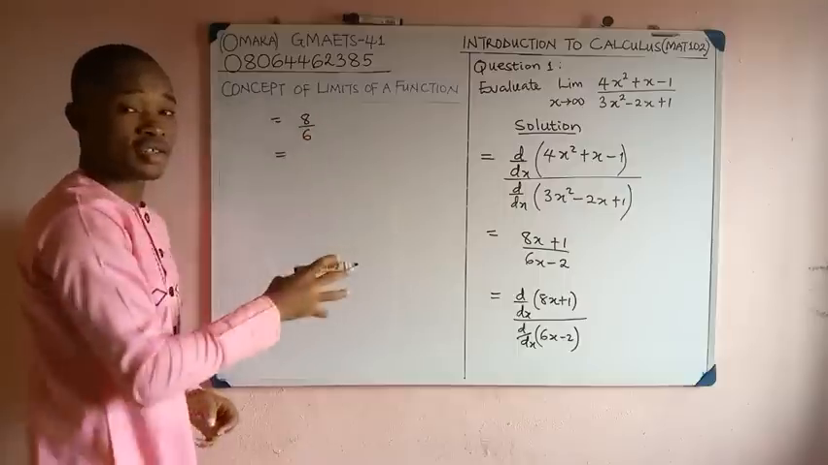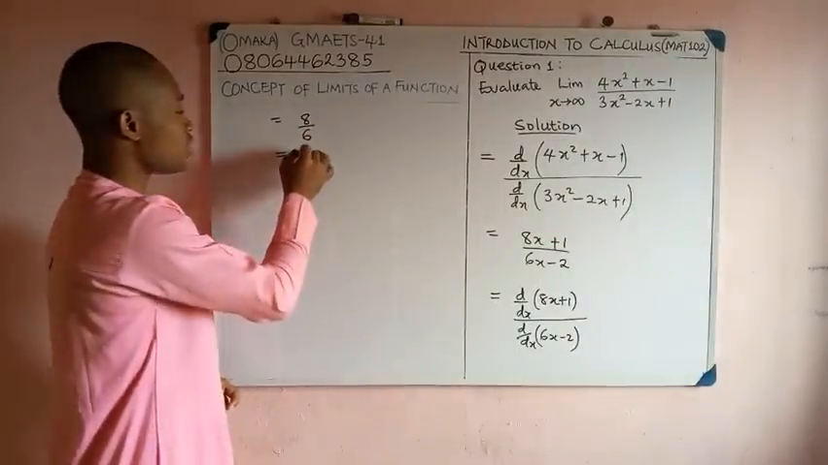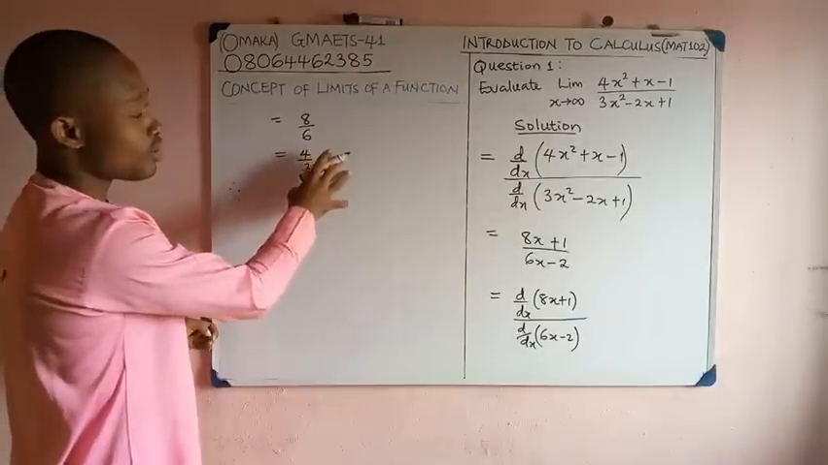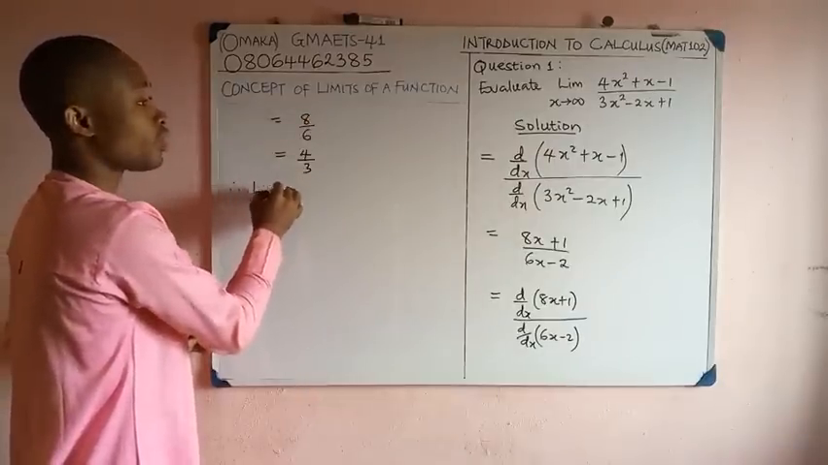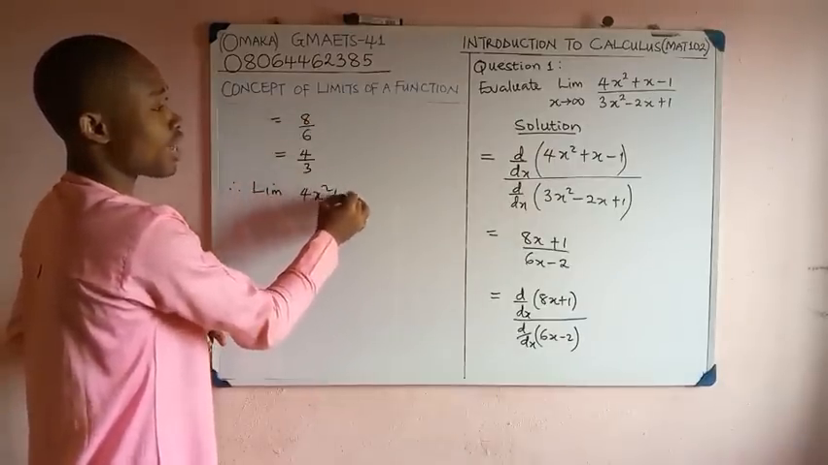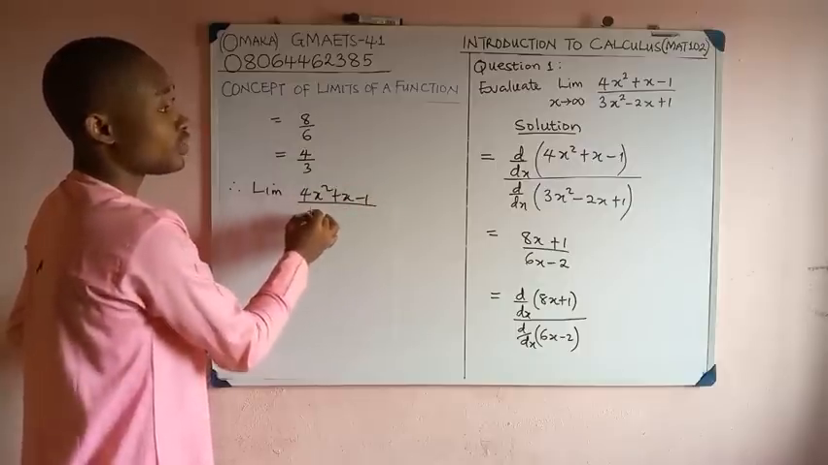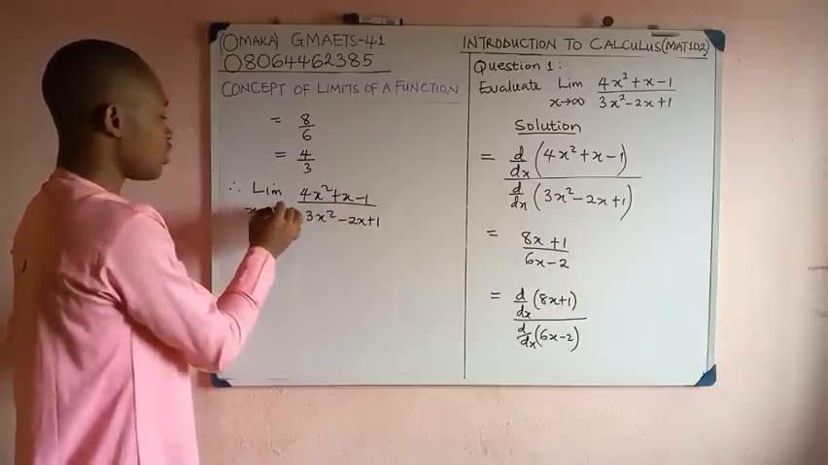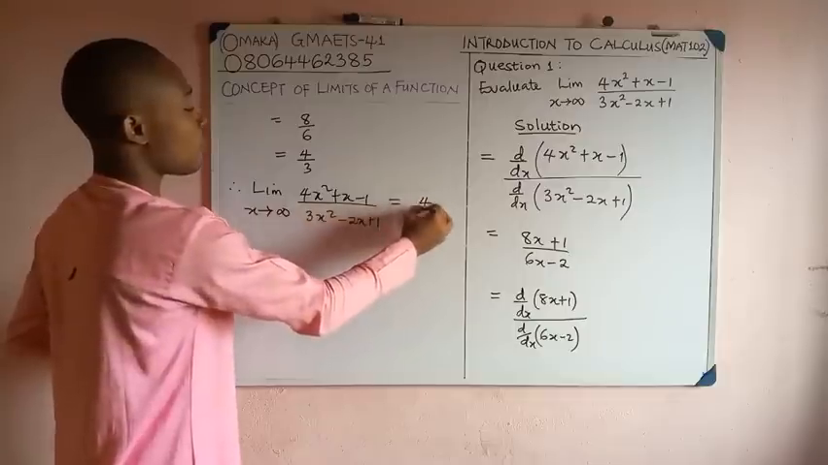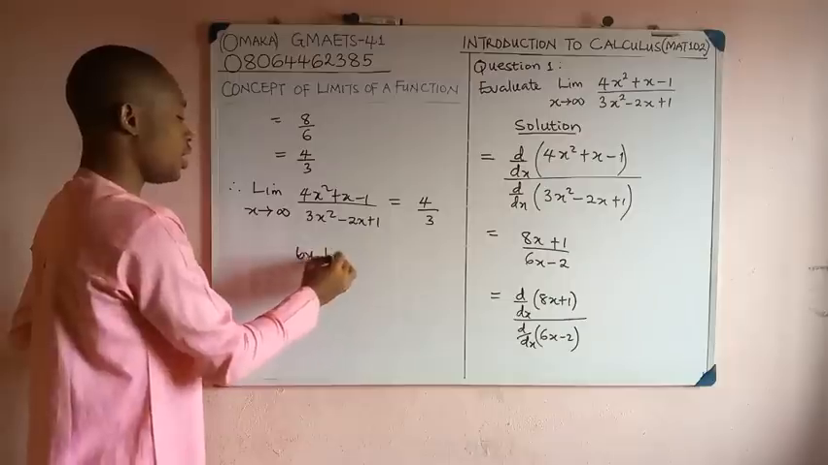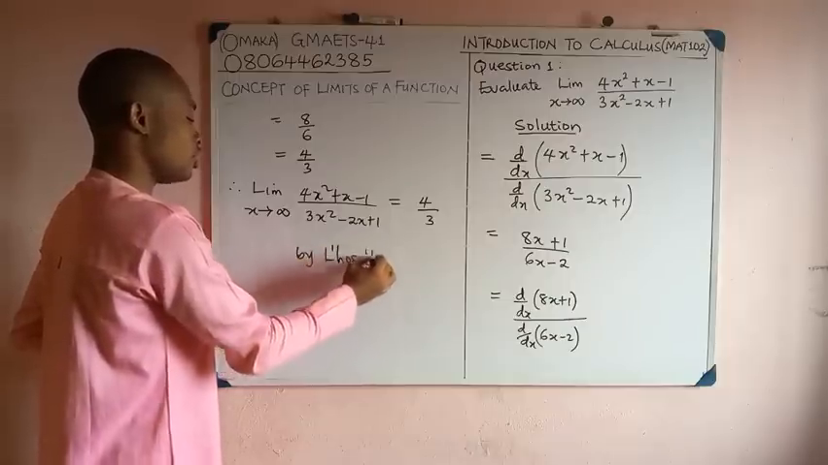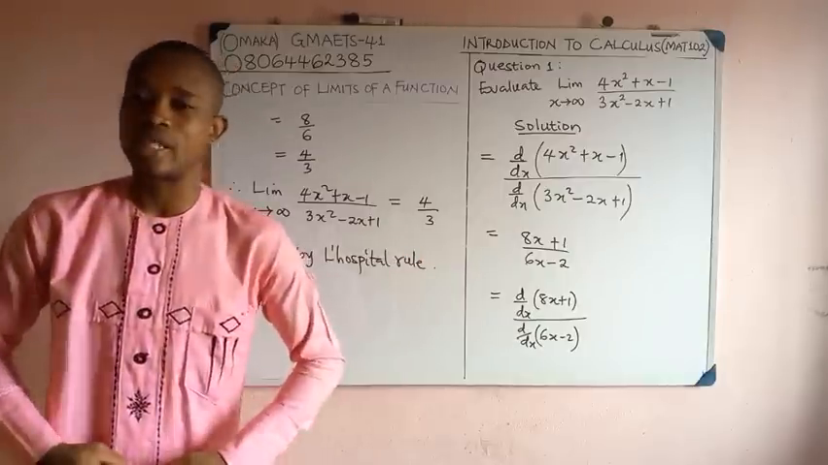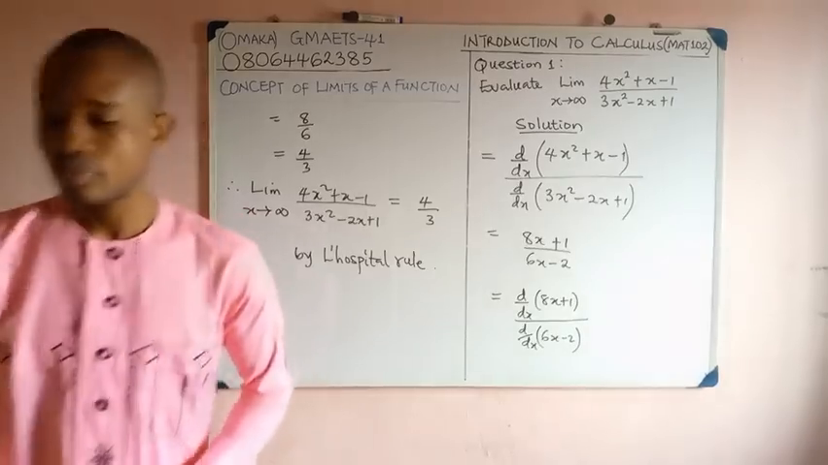If you work out this, it can simplify further. 2 can divide, so you have 4 over 3. Is that okay? And so you are done because there is no variable in this again. So we'll conclude, therefore, the limit of 4x squared plus x minus 1 all over 3x squared minus 2x plus 1 as x tends to infinity, the result is what? 4 over 3 by L'Hospital's rule. Remember, I've told you can also pronounce this as L'Hospital. Okay, so that's the solution.